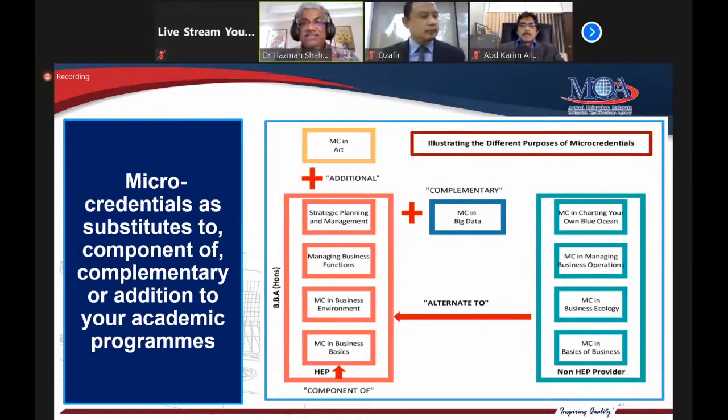Something that adds currency to the program, right? You are unable to review the whole program and include many of these things, but it could be complementary. So you build, for example, an MC in big data together with a computer science program or a business degree.